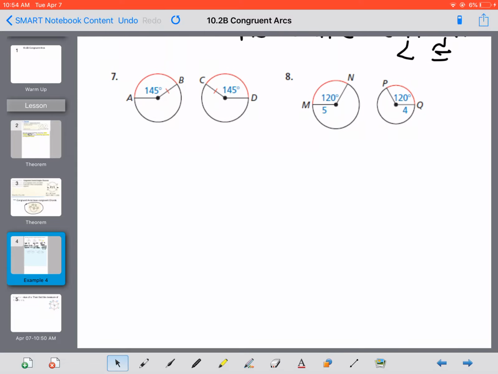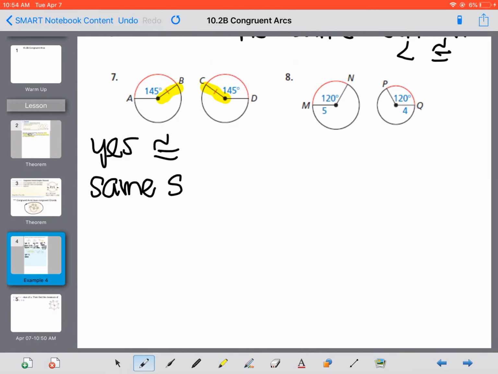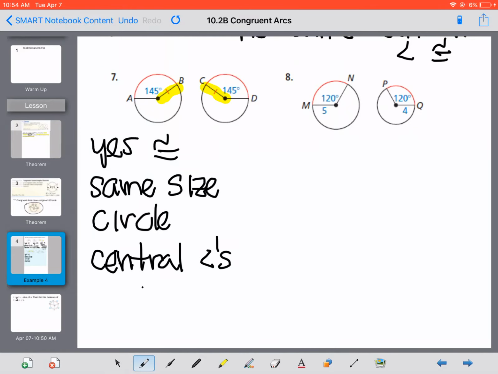Okay, let's look at number 7 here. Again, there's two different circles, but notice that the radius is the same. So because the radius is the same, we know the circles are the same, and when we look, they both have a 145-degree angle. So yes, they are congruent because they are the same size of circle and their central angles are congruent.